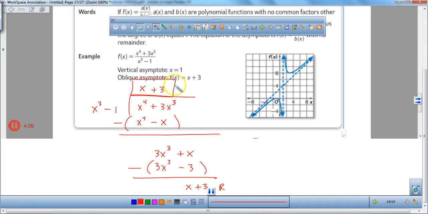And that's why it says it has an oblique asymptote at x plus 3, which is this dotted line right there. That's your x plus 3. But it also has a vertical asymptote at x equals 1. Now, why is it at x equals 1? Because if you plug in a 1, 1 times 1 times 1 is 1, and 1 minus 1 is 0. So you have a vertical asymptote and you have a slant asymptote.